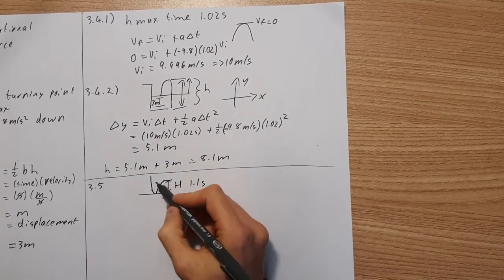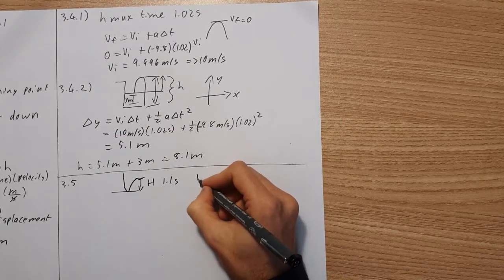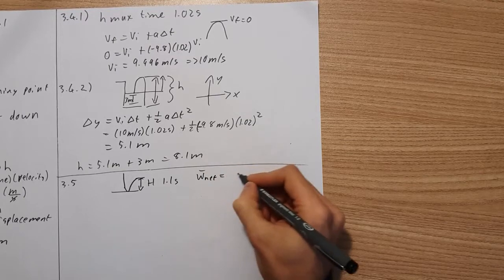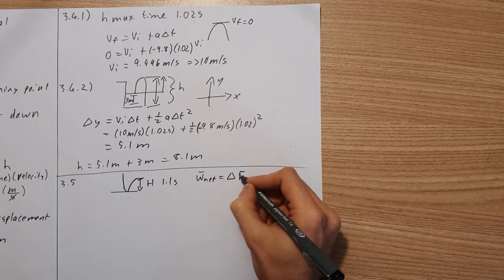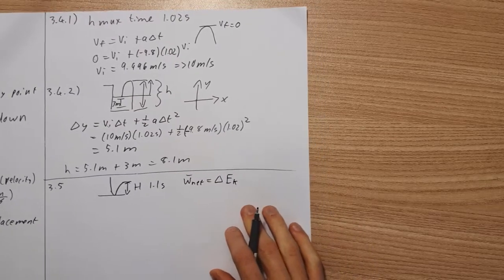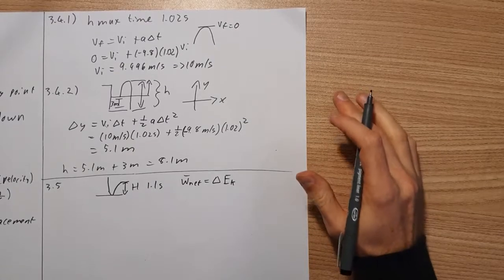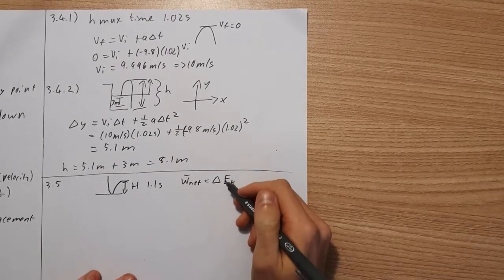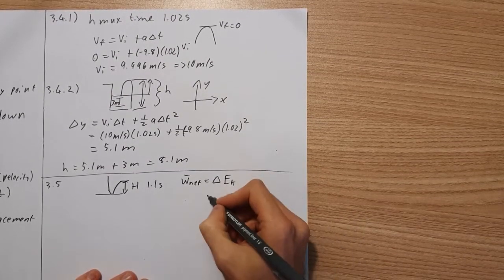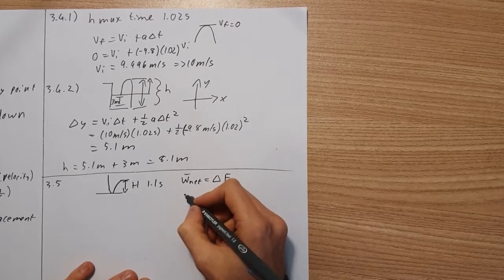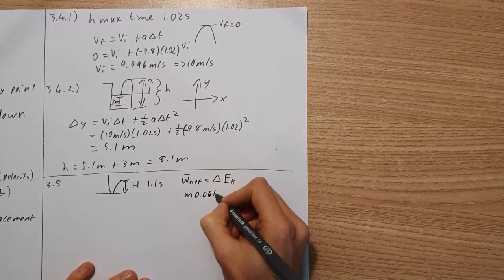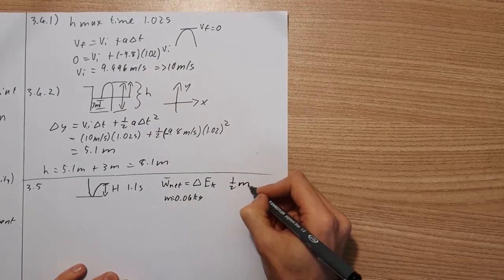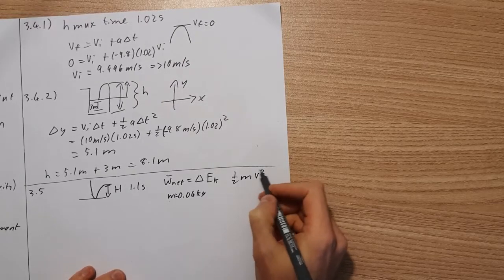In order to calculate the work here, remember the net work done is going to be the change in my kinetic energy, or any energy actually. I just want to clarify that work is the change in any form of energy. In this case it's kinetic energy because we're looking at a moving object. So I need mass, which is given to us. The ball mass is 0.06 kilograms.